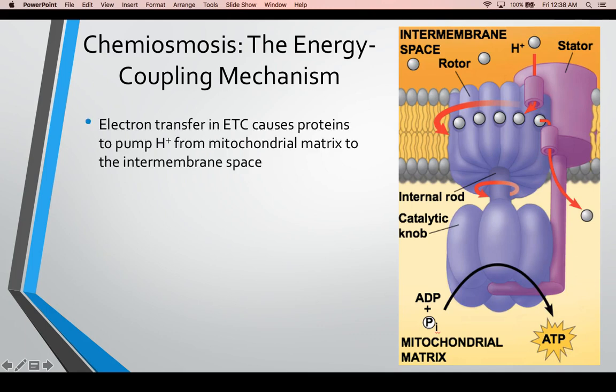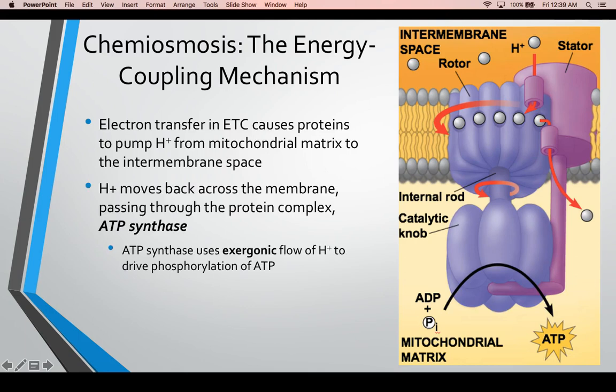And so chemiosmosis is going to have the electron transfer and electron transport driving it, because it is going to cause protons to be pumped out by these proteins from the mitochondrial matrix into the inner membrane space. The protons actually move back into the matrix through this ATP synthase, which is a membrane protein complex. And by doing that, it turns a rotor protein in there, that catalytic knob.